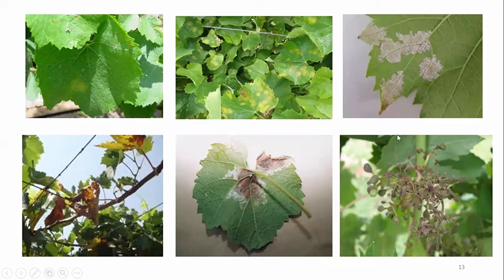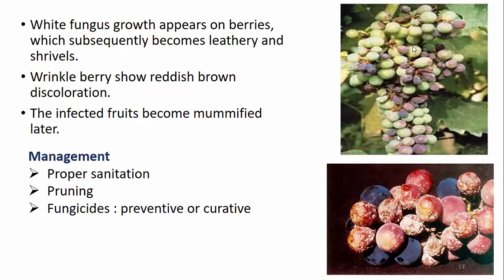White color fungus appears in the berries. That white fungus growth covers the berries, and the berries become leathery and shrivel. Shriveled berries show reddish brown discoloration. The infected fruits become mummified later. Mummy means the fruits dry and shrivel. Shriveled and dried fruit is called a mummy.